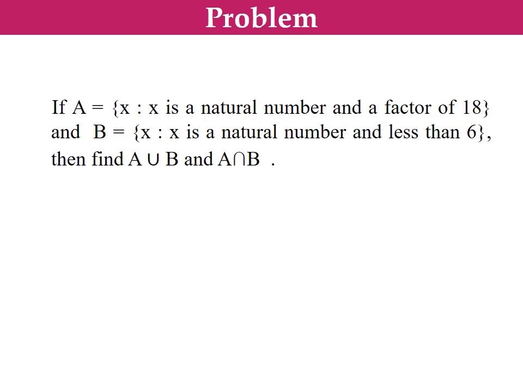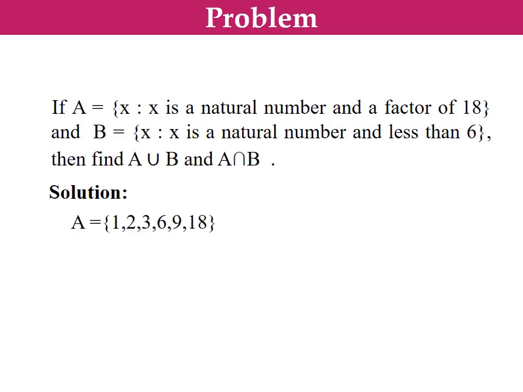So, this is one common problem. In this problem, we are going to find A union B and A intersection B. Look at the first set A. A is the set of all x such that x is a natural number and a factor of 18. What is B? It is also natural number less than 6. So before solving the problem, we have to write what is A.